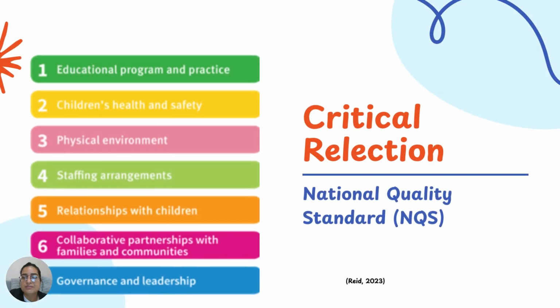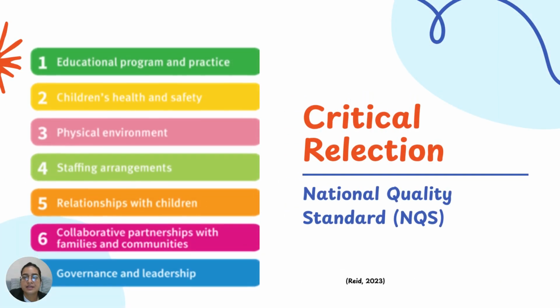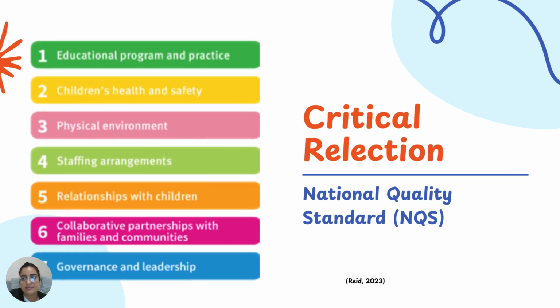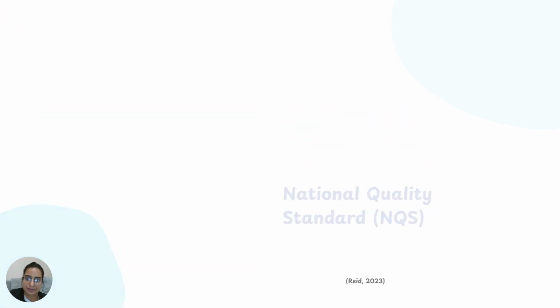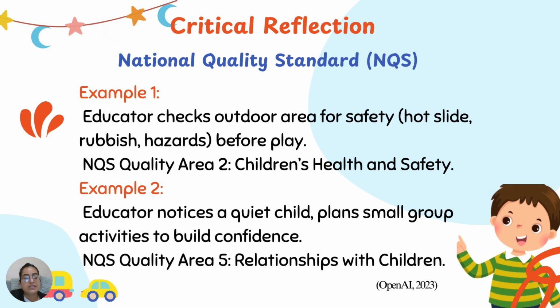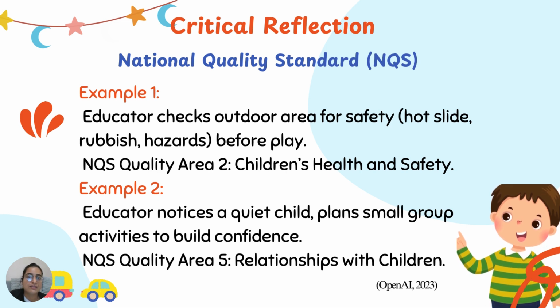The NQS basically sets standards across 7 quality areas such as the educational program, health, safety, physical environment, and leadership. For example, if children want to go out to play, it is my responsibility to go out and check the area for safety. Is there any hazard? Is there any rubbish before play? So this will link to NQS quality area 2, which is children's health and safety. In this way, I can make sure the environment is safe before children play outside.